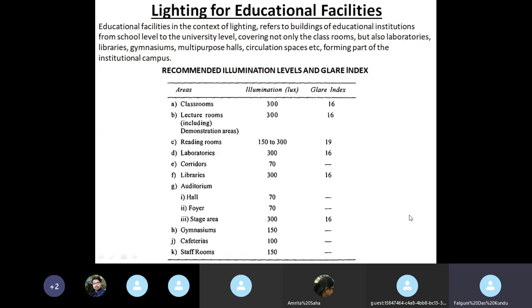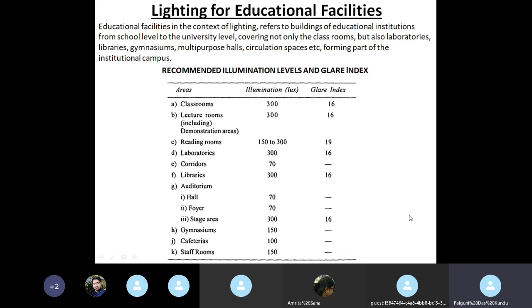Lighting for educational facilities. Educational facilities in the context of lighting refers to buildings of educational institutions from school level to the university level, covering not only the classrooms but also the laboratories, libraries, gymnasiums, multipurpose halls, circulation spaces, etc., forming part of the institutional campus. So this chart gives the recommended illumination levels and the glare index.